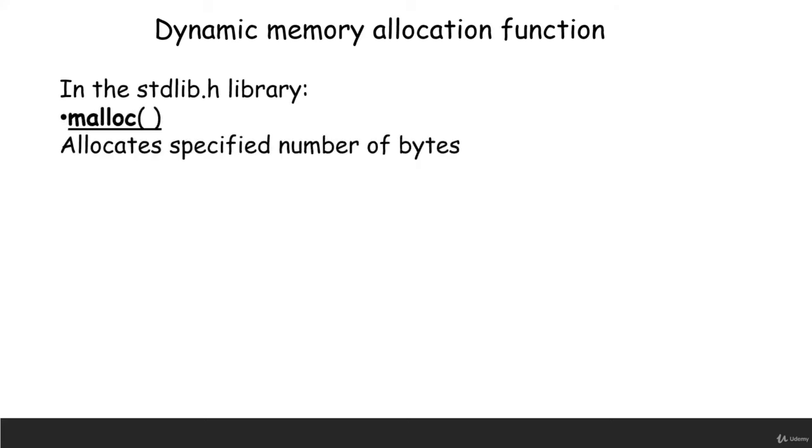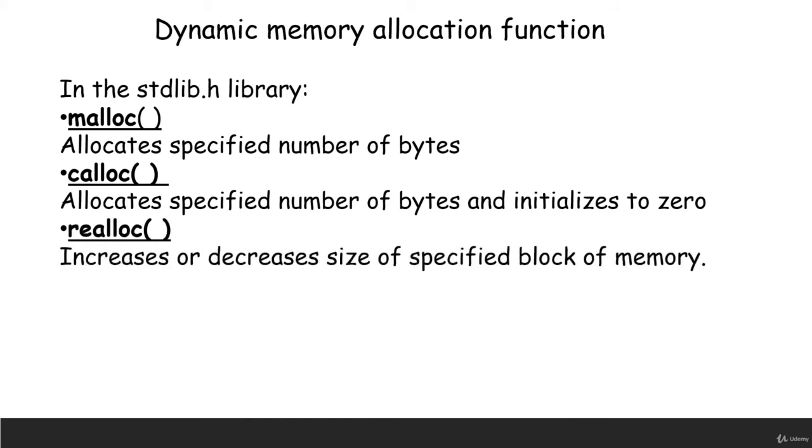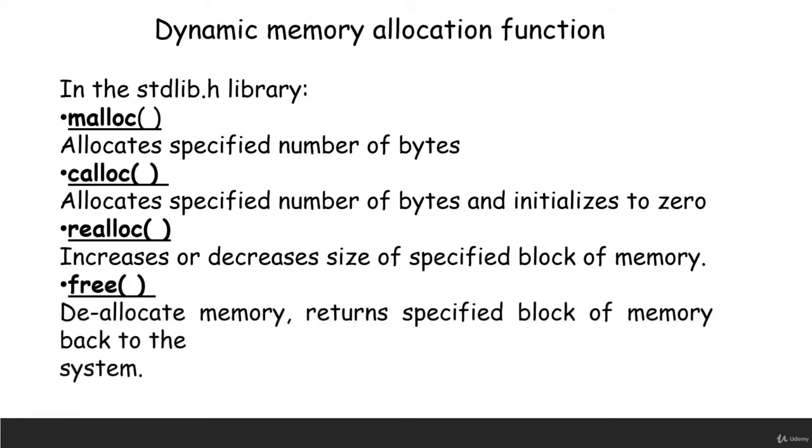Moving to the next. There are 4 major dynamic memory functions which you can use and which help you to resize an array or free up memory. The first one is malloc. It allocates the specified number of bytes. Calloc allocates the specified number of bytes and initializes them to 0. Realloc increases or decreases the size of the specified block of memory. Free deallocates the memory, returning the specified block of memory back to the system.